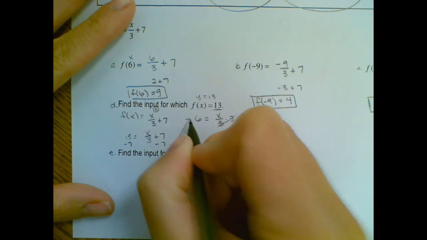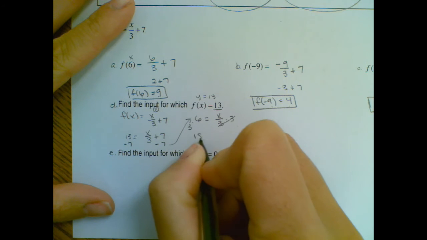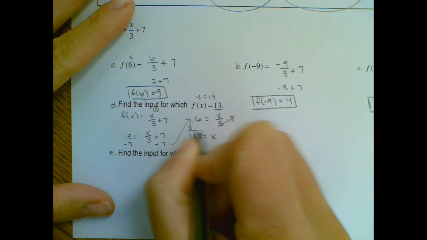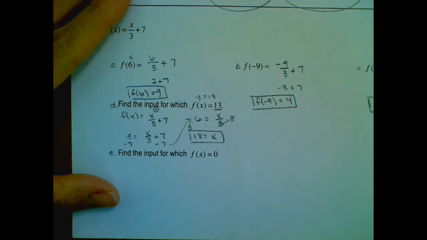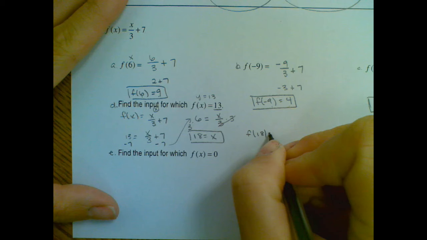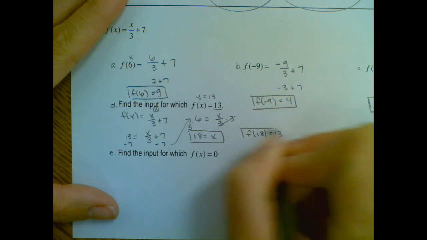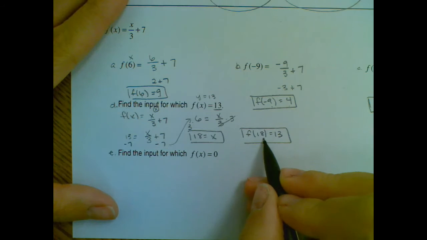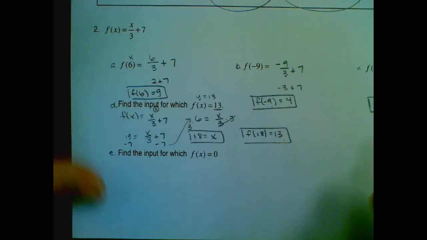We would multiply both sides by 3. So we get 18 for x. So in this case, f of 18 equals 13. Our input is 18, our output is 13.